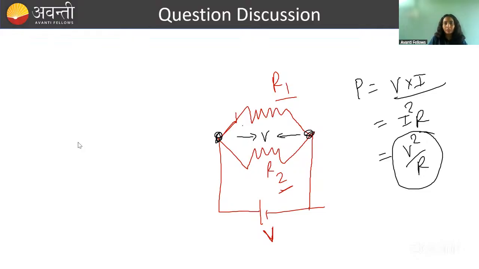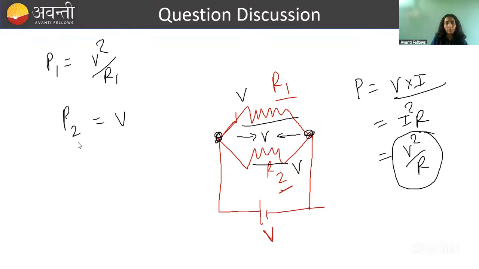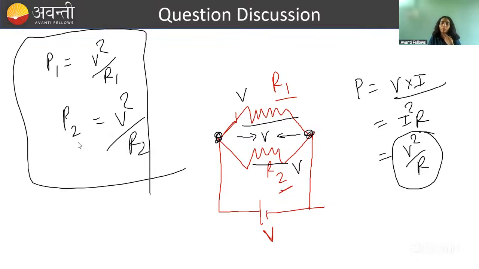So across this potential difference is V, across this potential difference is V. So power across 1 you will write as V square by R1 and power across 2 you will write as V square by R2. So this is how we can use the formula of power in different circuits. Okay? But more things will get cleared when you will be doing more questions, more varieties of questions from this portion. Okay?